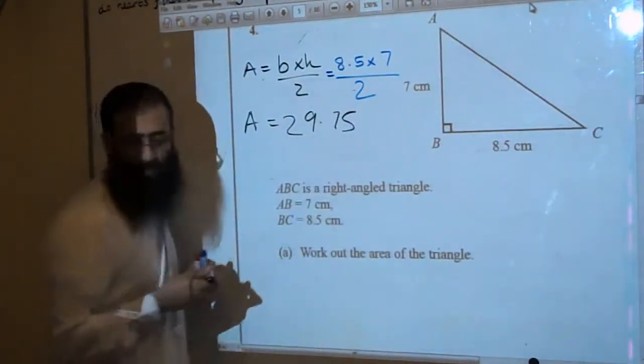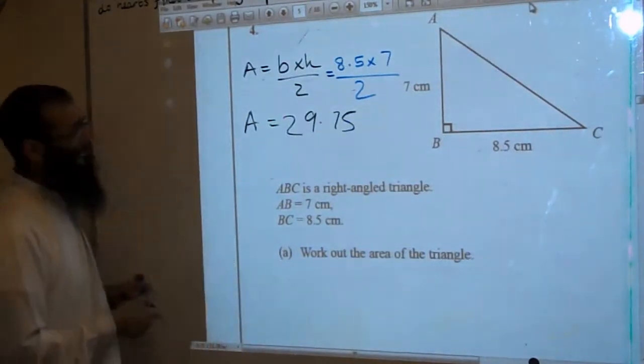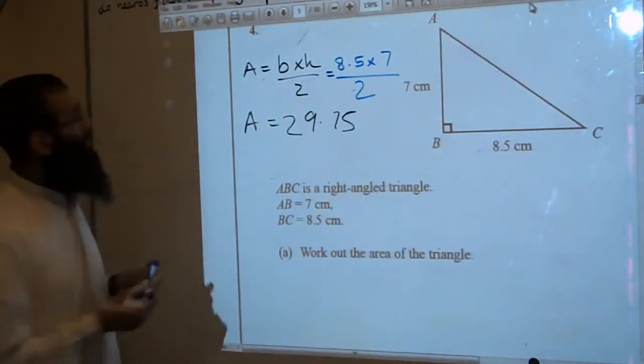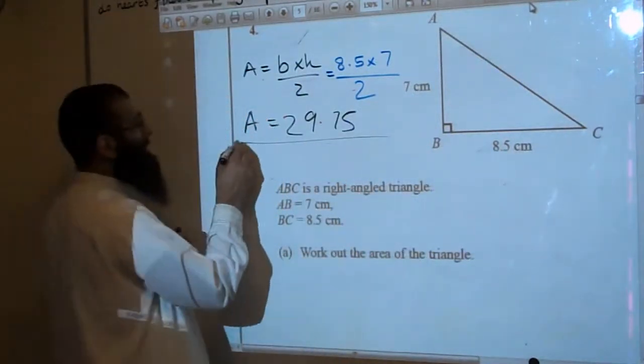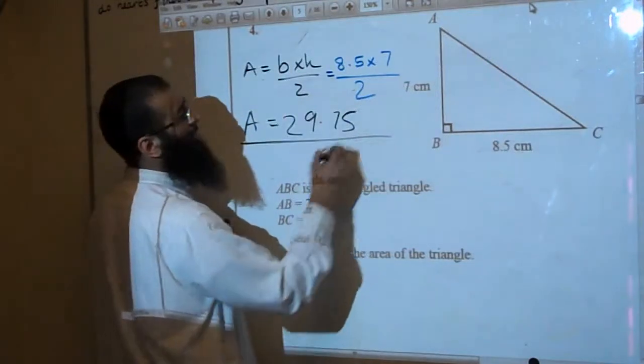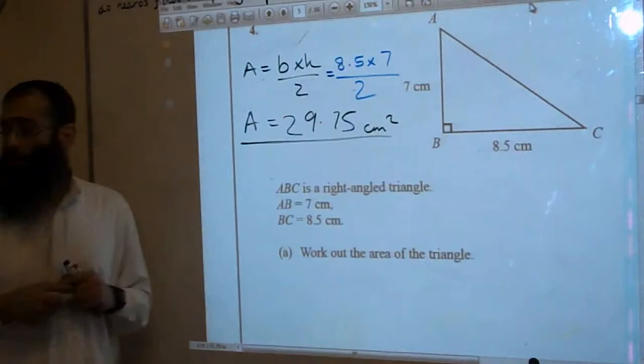Is that all the answers on the calculator? Yeah. Okay, 29.75. And if they asked us to write it off in any particular way? No. Okay, we'll leave it at that. 2 decimal places is okay as well as a mathematical answer. So the area is that, and then it'll be centimeters squared. That's the area. Everybody got that?